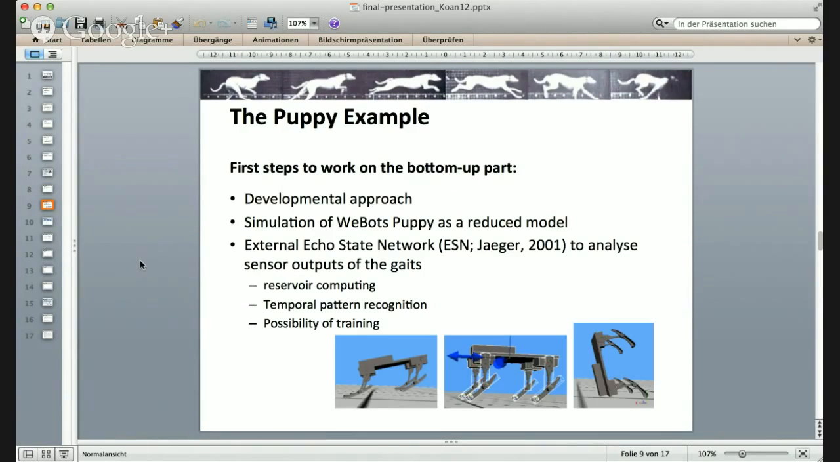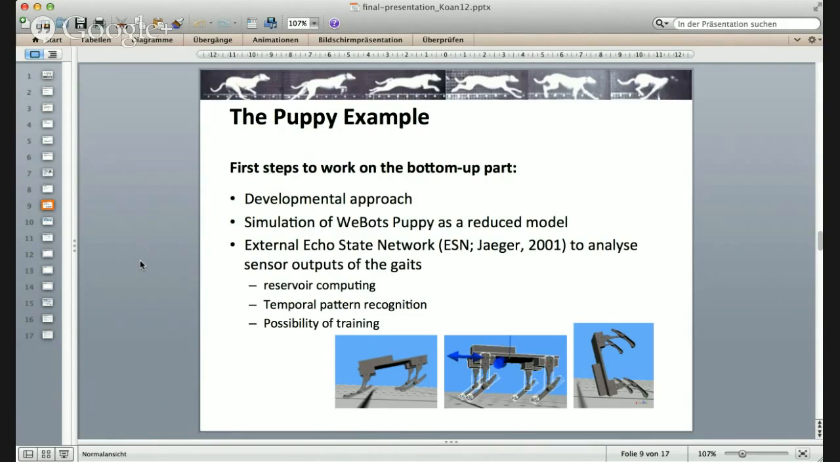Okay, I want to leave this work now and come to the other work that we'll present today, our puppy example. It has a developmental approach. The simulation is using a WebOps puppy as a very reduced model at first. Maybe some things might change, but now it has only 4 sensors. It will be introduced to you in a moment through Beatrice and Vishal.